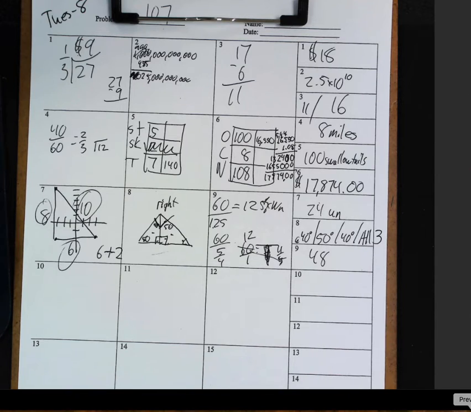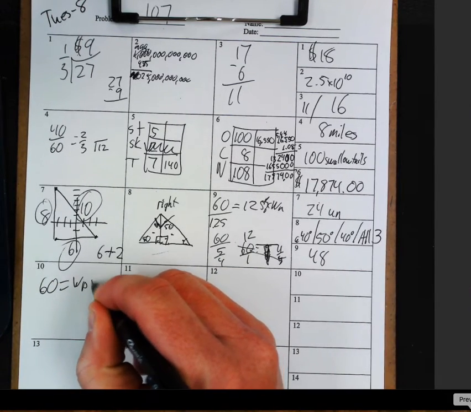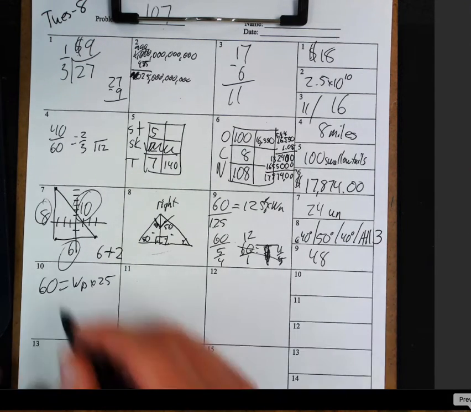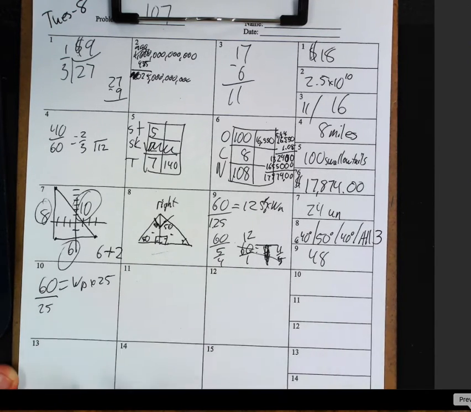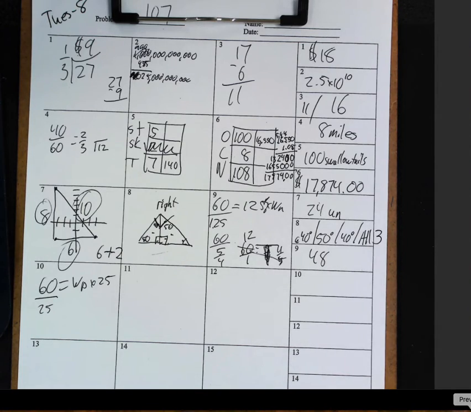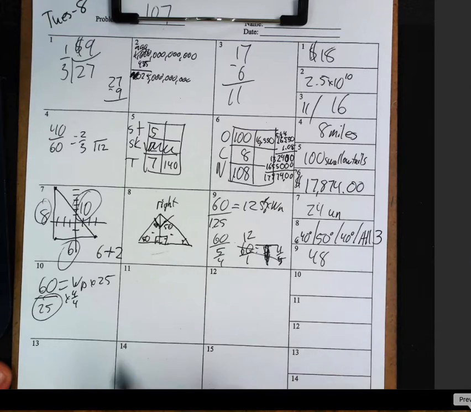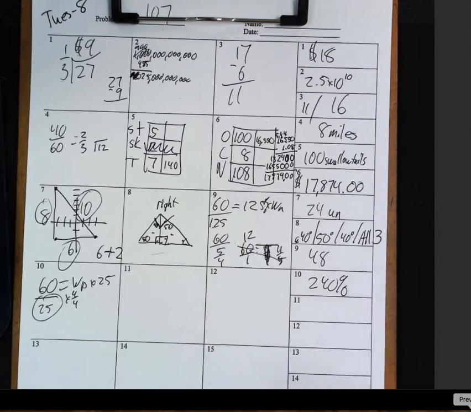Number 10, translator. Kaylee. 60 equals 1% times 25. Get rid of times by 25, 6th grade. Divide by 25. Divide by 25. Percent means out of 100. How do I get from 25 to 100? Times 4. Times 4 on the bottom, times 4, 60 times 4, 240.